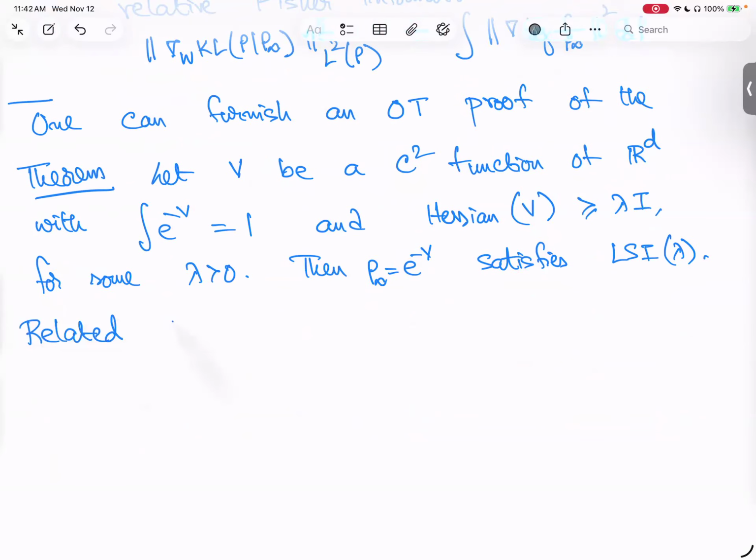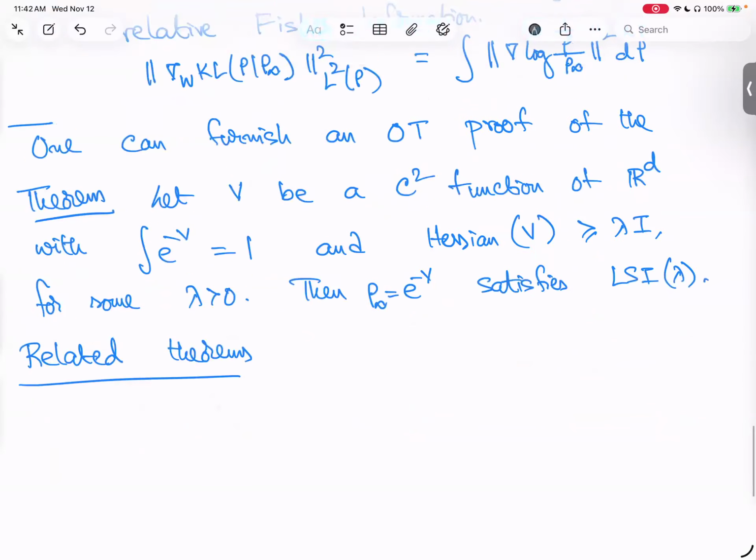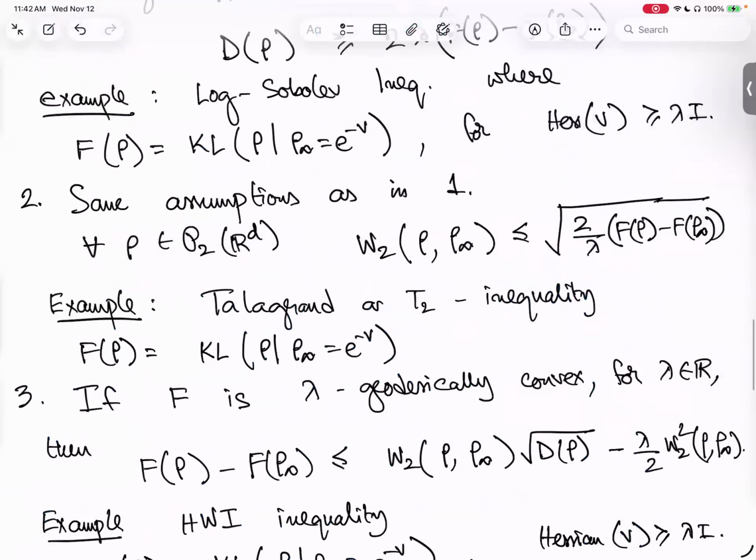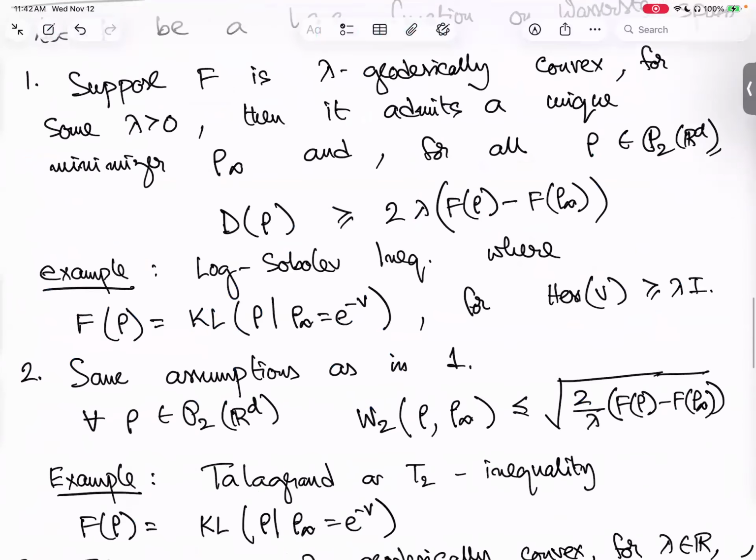Did we state the HWI inequality? We didn't, and then, oh, we're still building up to it? Yeah, so I'm kind of going in like 1, 2, 3.